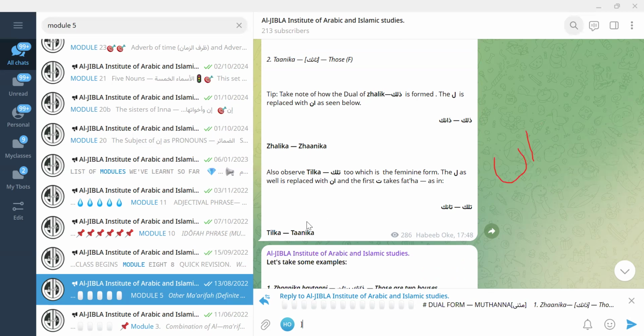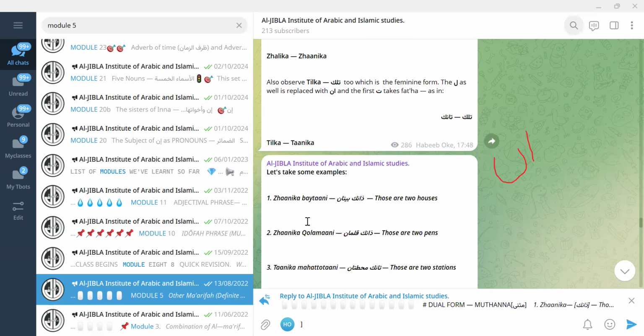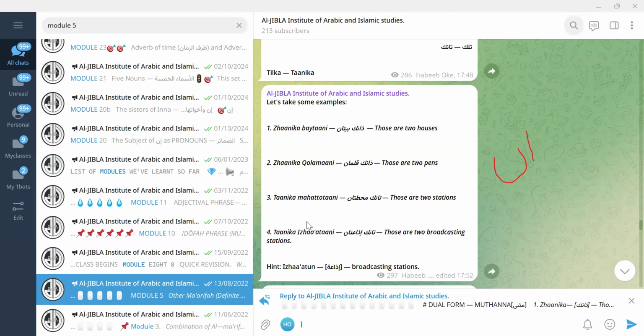All right, now let's look at some examples. ذَلِكَ بَيْتَانِ. These are two houses. ذَلِكَ قَلَمَانِ. These are two pens. ذَلِكَ مَحَطَّتَانِ. You know, محطة means station, right? ذَلِكَ مَحَطَّتَانِ.